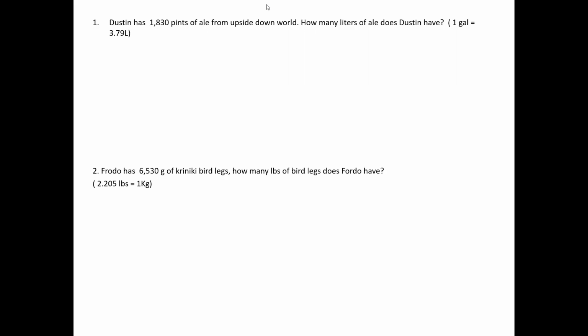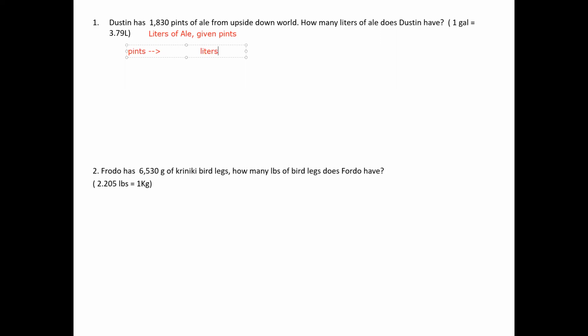So what the problem is looking for is the liters of L. So that's what we're looking for. We're looking for the liters of L. And we're given pints. Now our conversion factor, gallons to liters, there's no pint in it. So somehow we have to get from pints to liters.